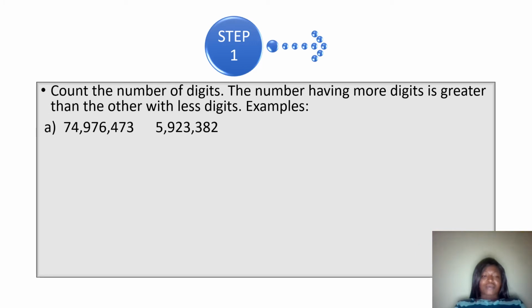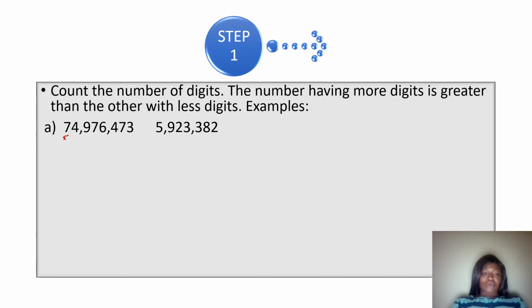The first example, we have 74,976,473 and 5,923,382. So we have to count the digits of these numbers. So let's count them.